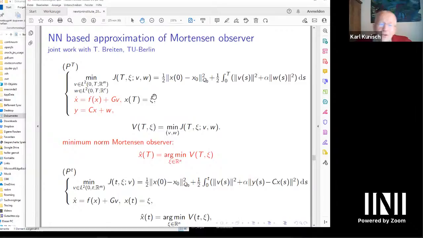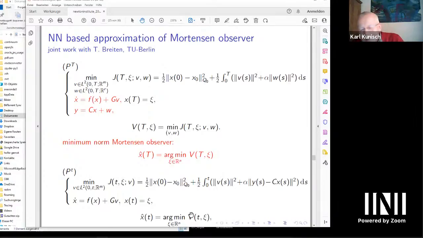Now note that in the optimal control problem, the initial condition was the extra variable. Here it's the end condition. We are looking at these value functions, and the minimum norm with respect to psi is what's called the Mortensen observer. Once we have it, we can reconstruct the state. In one word, if some of you know what the Kalman filter is, that's a nonlinear version of the Kalman filter. I did it for a fixed initial and terminal time. If we do it for all times, we get the observer.